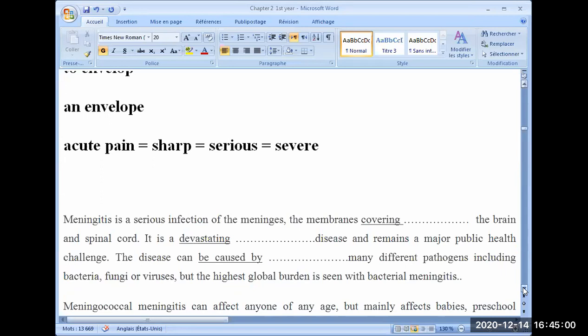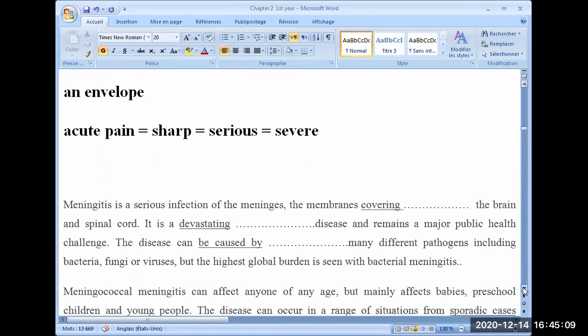Let's carry on. The disease can be caused by many different pathogens, including bacteria, fungi, or viruses, but the highest global burden is seen with bacterial meningitis. Fungi is the plural. In French, you call them champignons. One fungus, and the plural is fungi or funguses.